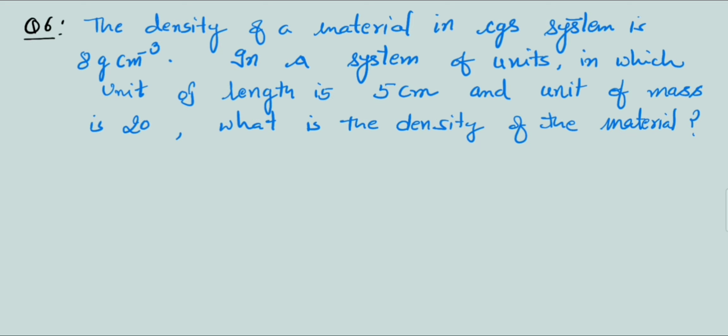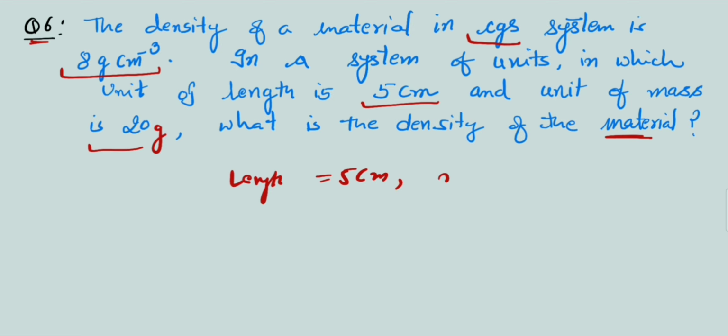Let's do question number 6. The density of a material in CGS system is 8 grams per centimeter cubed. In a system of units in which the unit of length is 5 centimeter and the unit of mass is 20 gram, what is the density of the material? We have to find the density of the material in the new system of units where the length is equal to 5 centimeter and the mass is equal to 20 grams.